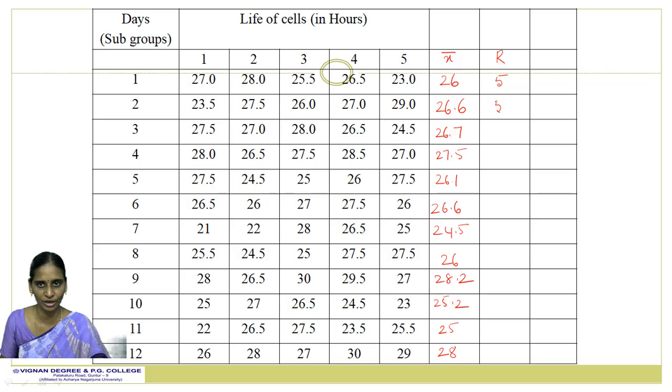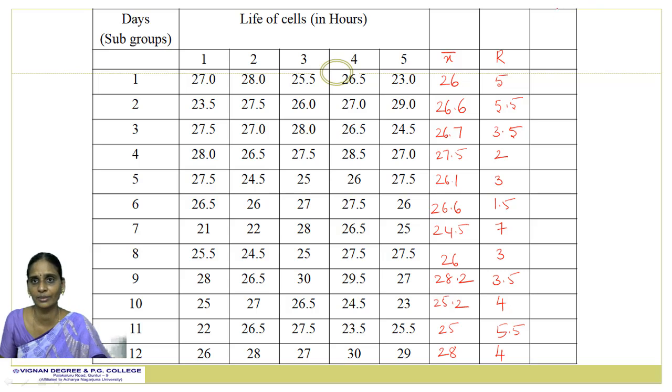The second is 5.5. The third sample range is 3.5, then 2, 3, 1.5, 7, 3, 3.5, 4, 5.5, and the last value is 4.